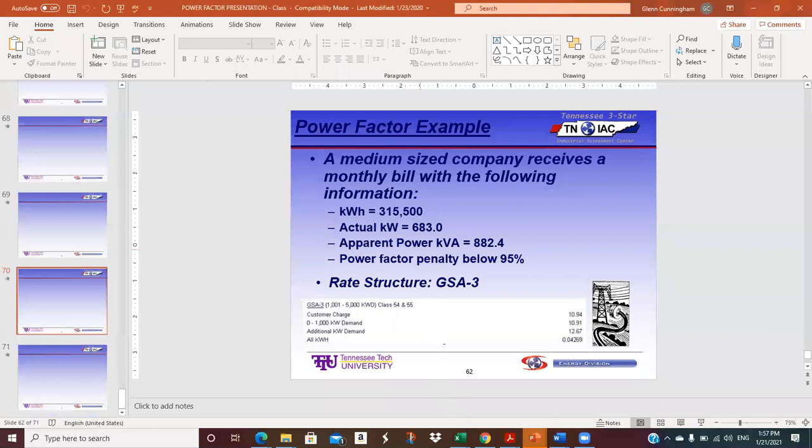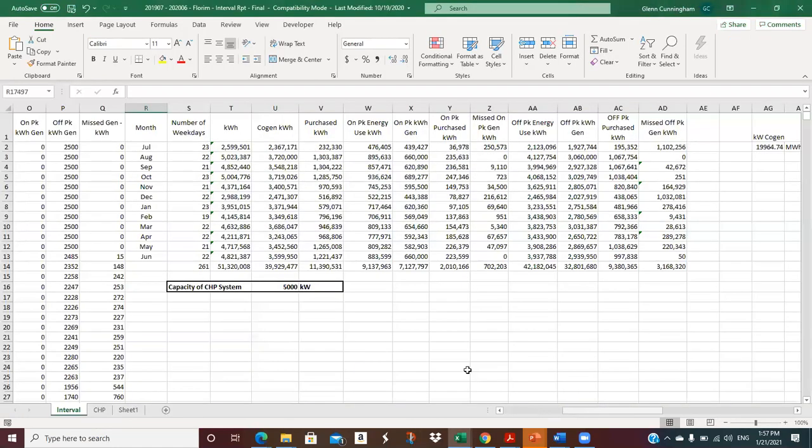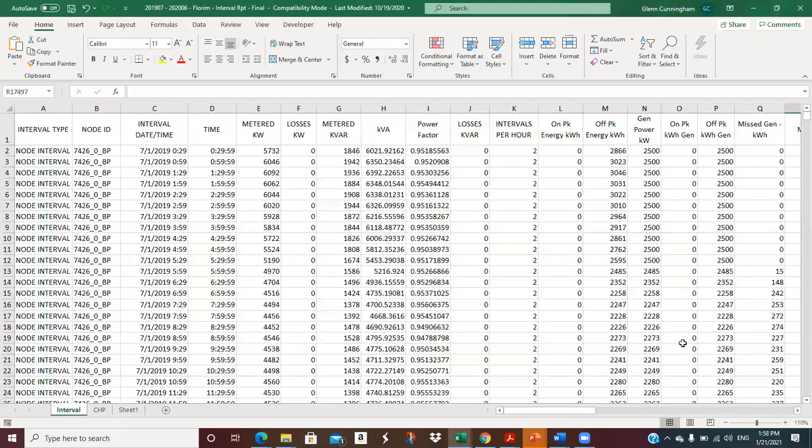Okay, well, let me show you. This is actual data from Florum. I'd like to send you all this, but I'm not sure I can. I have to get permission. But anyway, this is what they call interval data.